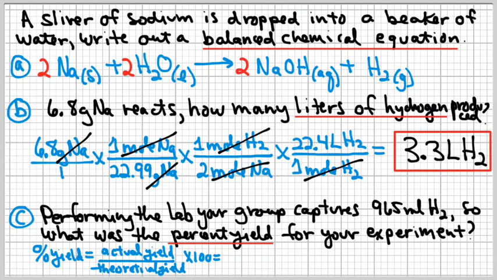Now be careful, the units for these two volumes have to be the same. Either they're both in milliliters or both in liters. I chose to change milliliters to liters by moving the decimal over 3 places, and obviously my theoretical yield was already in liters, and in this case we ended up with a 29% yield.